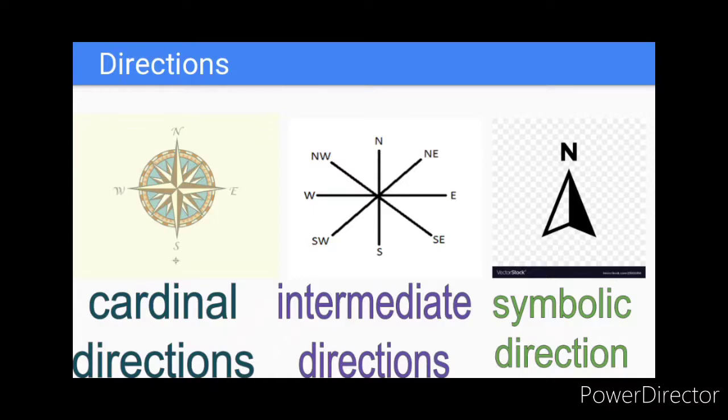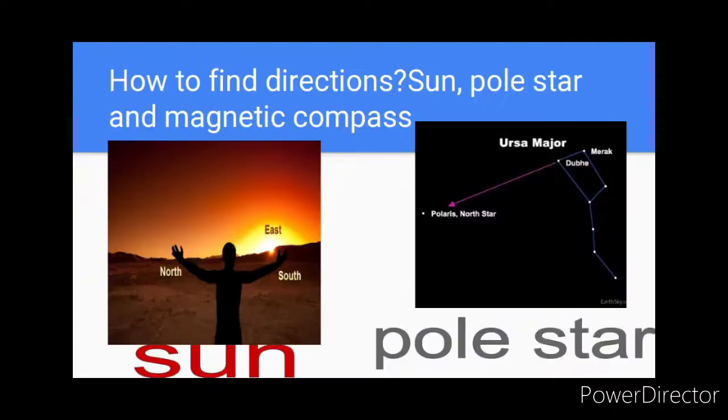So based on that, you should know that the right side would be east and the left side would be west. Okay, now how do you find directions? When you don't really have a map, or in general, how do you find directions?